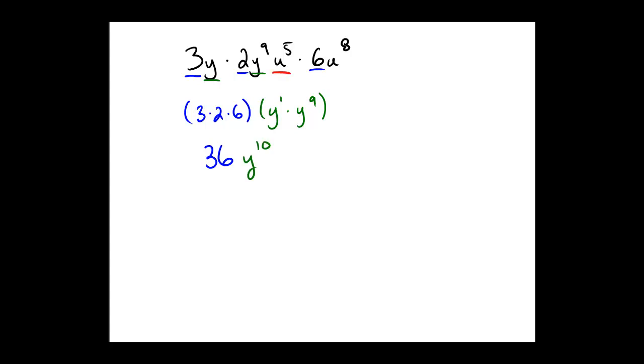And finally, u to the 5th and u to the 8th would be, let's see, u to the 5th times u to the 8th. We have the same base, so the product rule for exponents would say the new exponent will be 5 plus 8. 5 copies of u, 8 copies of u, for a total of 13 copies of u. So the final answer will be 36, y to the 10th, u to the 13th.